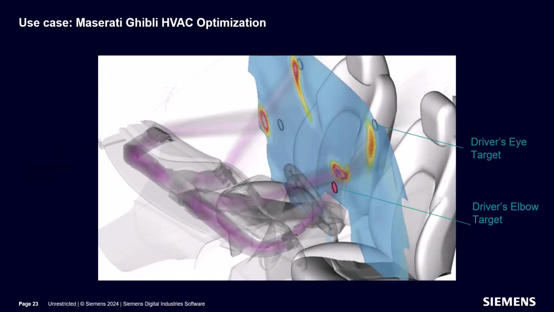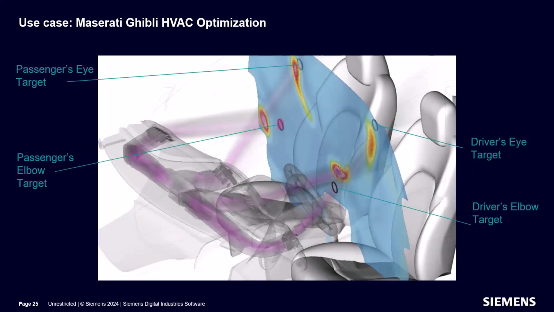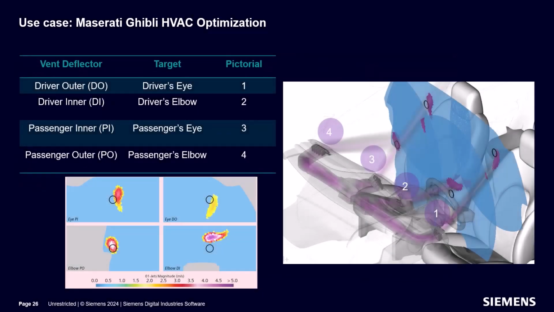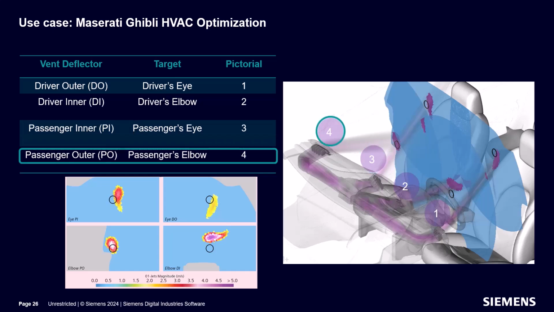We define 4 target surfaces within the vehicle and have 8 geometric parameters which vary the angles of the 4 deflectors for the HVAC system, horizontal and vertical deflector positioning respectively. We want to maximize flow to be concentrated around the driver's eye and elbow, as well as the passenger's eye and elbow. The 4 deflectors each map to a specific target as follows. The driver's eye target should be facilitated from the driver outer deflector, the driver's elbow target from the driver inner deflector, the passenger eye target from the passenger inner deflector, and the passenger elbow target from the passenger outer deflector.